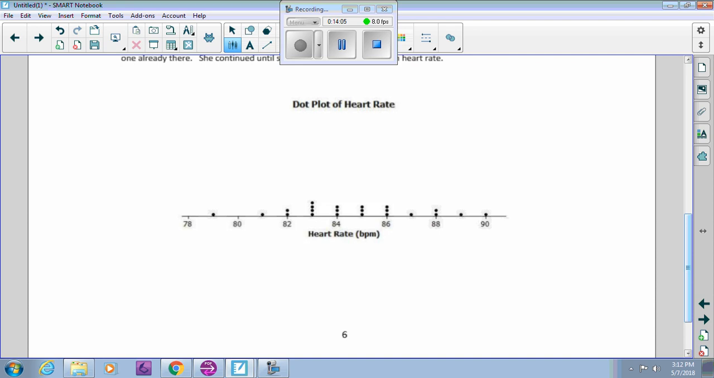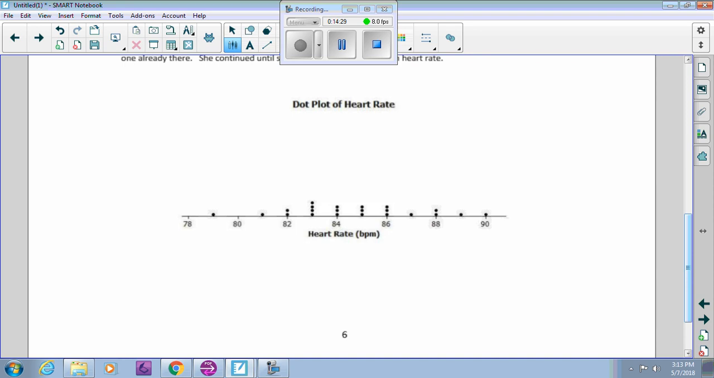So what you need to do is then just plot a point or put a dot above each number. So in this case, we can look at this and see that there was one person who has a heart rate of 79. There was an 81. And then you'll notice right here, I'm going to circle it on the smartboard. That right there, 82, there were 2 people that occurred twice. The frequency of that heart rate was 2.